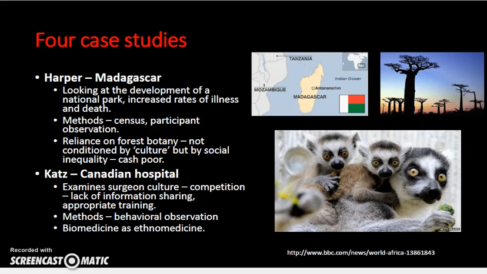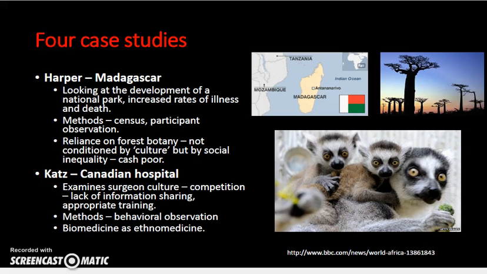One of the key findings here, and this is, I think, an important point to keep in mind when we're talking about ethnomedicine and particularly traditional ecological knowledge, is that reliance upon traditional ecological knowledge is not necessarily a product of clinging to tradition. As Harper points out, the reliance on forest botany in this particular case was conditioned not by culture, but rather by social inequality. That is, these individuals were rather cash poor, and they could not afford access to other types of medical treatment as well as medicines.